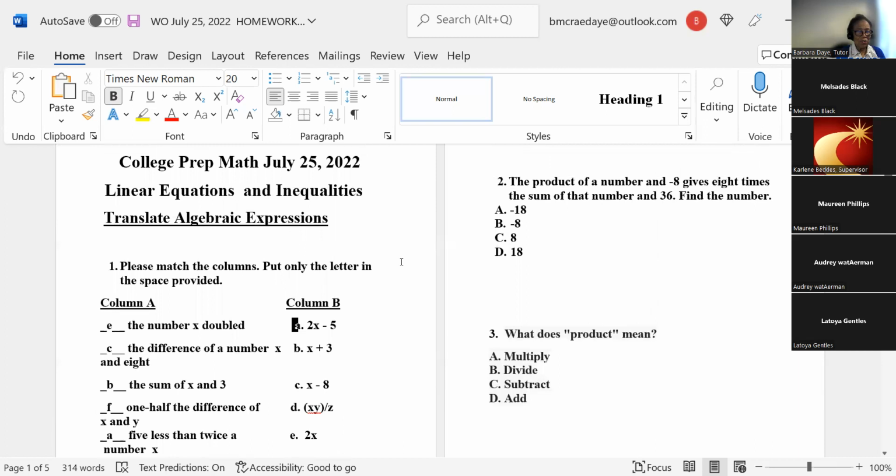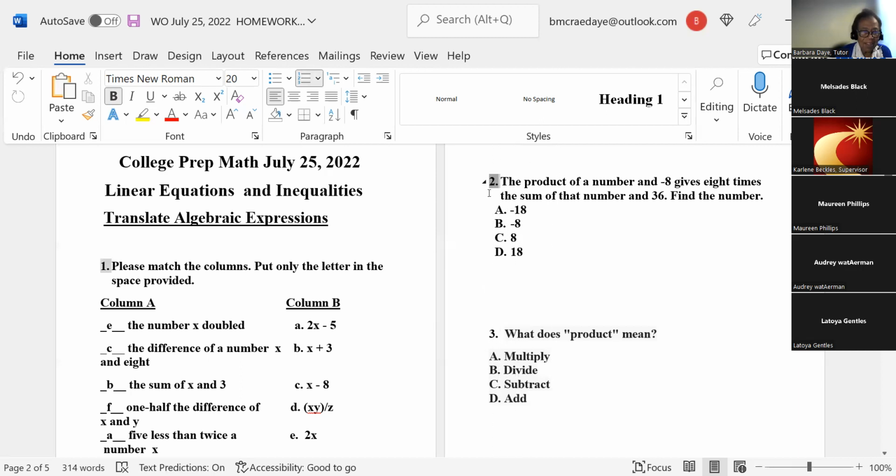Okay, let's go to number 2. Audrey, did you solve this one? Product of a number and minus 8 gives 8 times the sum of that number and 36. Audrey, did you do that one? I don't know what I did, but I put my answer as C. I just multiply the 8 times the 8, and then I add 36 to the 64.